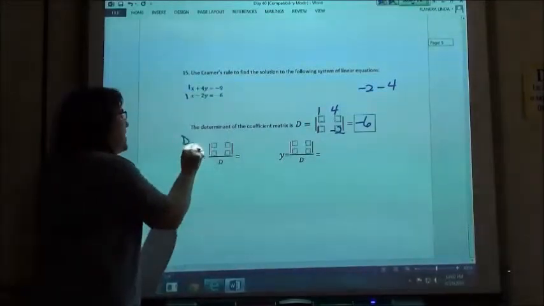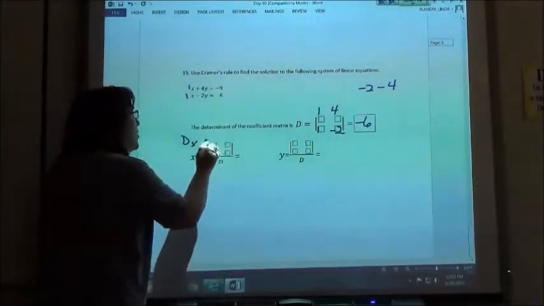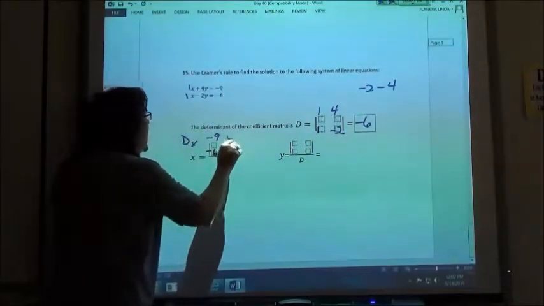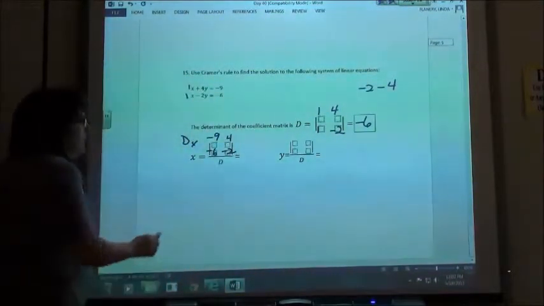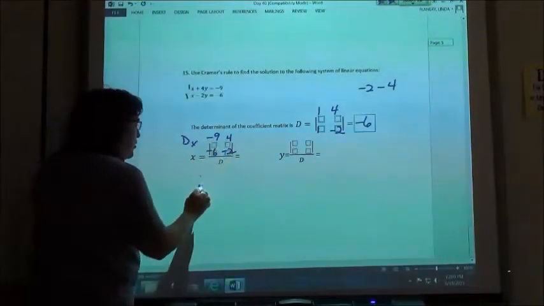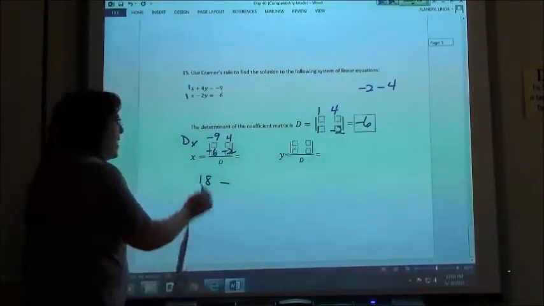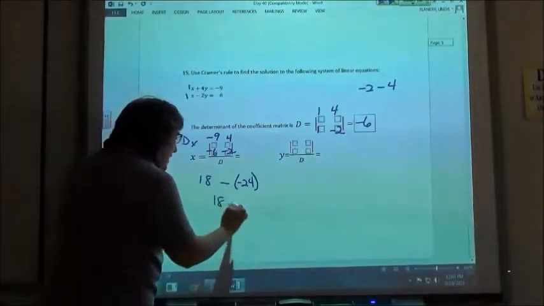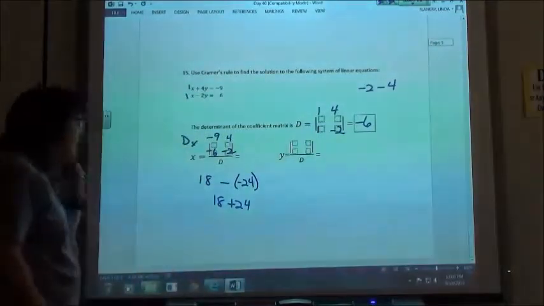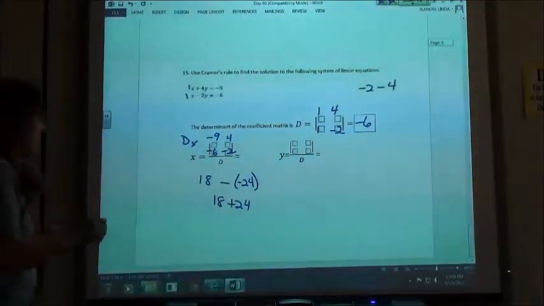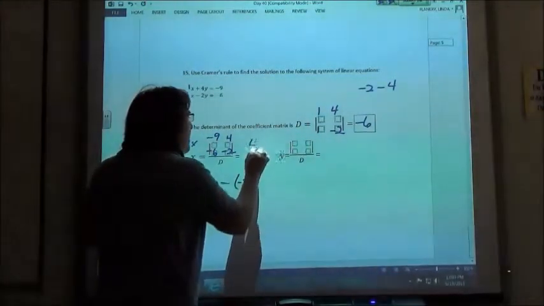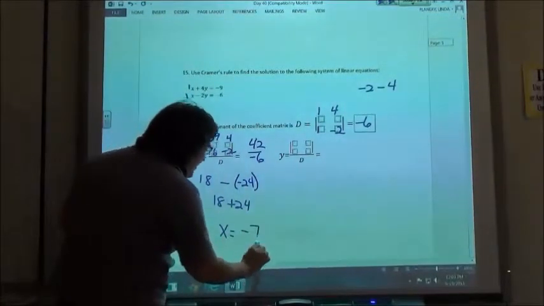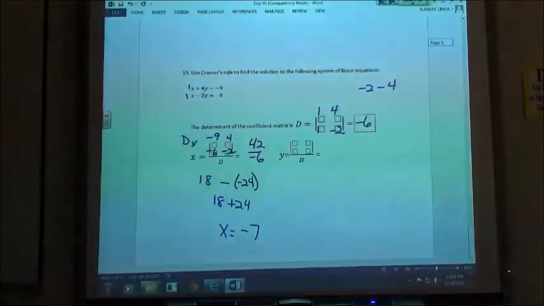Here, when we do D sub x, we're going to replace the x's, so we're going to have a negative 9 and a negative 6 in there. Our y's are going to stay 4 and negative 2. So negative 9 times negative 2 is a positive 18, minus negative 6 times 4 is a negative 24. We're going to end up adding 18 plus 24. Looks like that's going to be 42. So I'm going to have 42 over negative 6, which, hey, simplifies into negative 7.